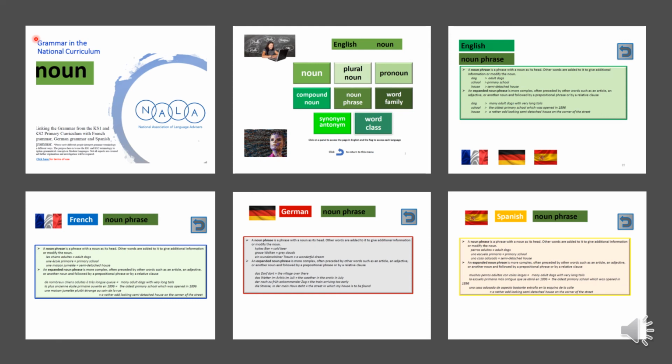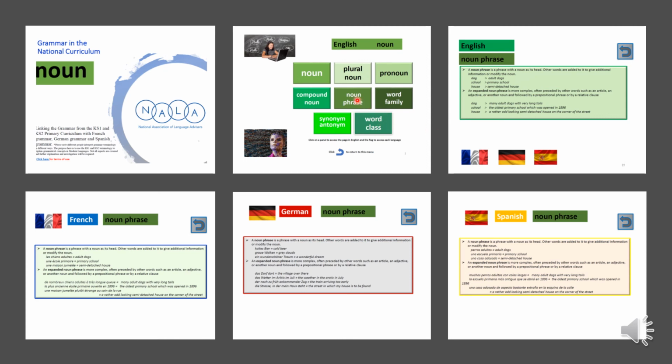Here is an example of the noun. So you get an introductory slide of noun, and then you get a dashboard. So here's the dashboard for noun. And as you can see from the dashboard, there are several categories: noun, plural noun, pronoun, compound noun, noun phrase, word family, synonym and antonym, and word class.